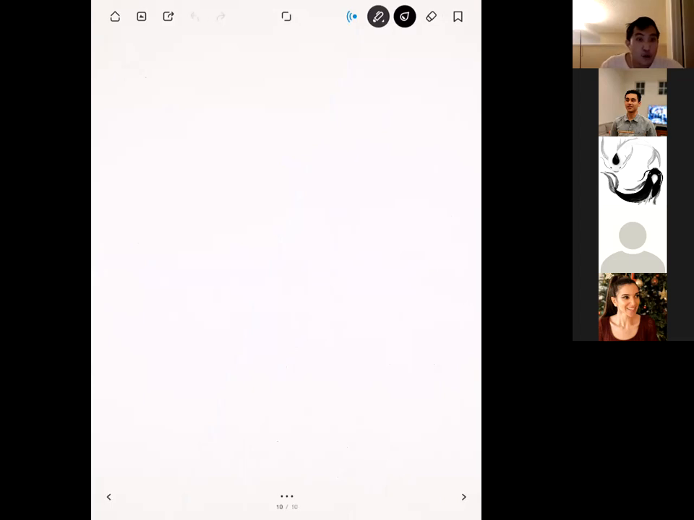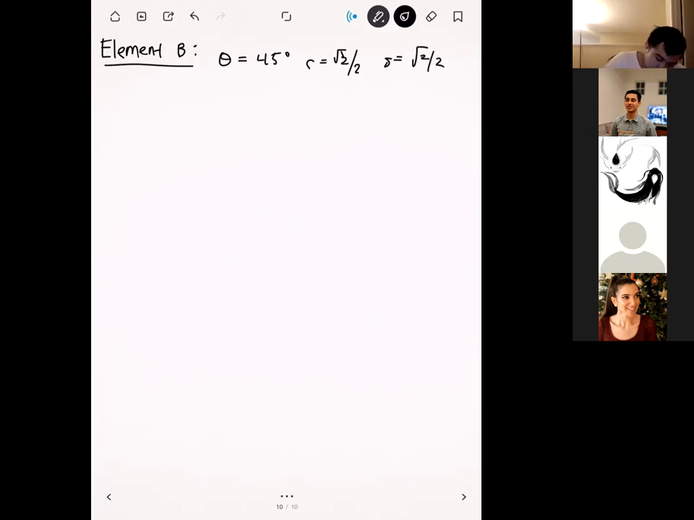All right. And so now let's do element B. And so for element B, we see that element B is rotated 45 degrees with respect to the horizontal. So we have theta is equal to 45 degrees. And so if theta is equal to 45 degrees, cosine of that angle is going to be root 2 over 2. And then sine of the angle is going to be root 2 over 2.